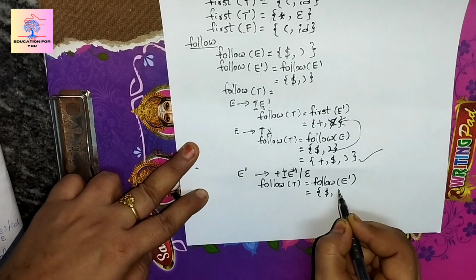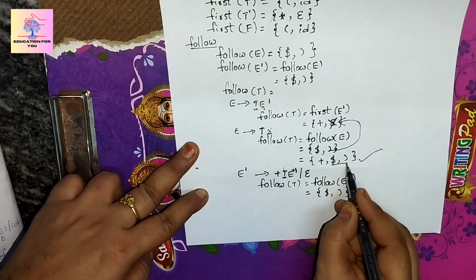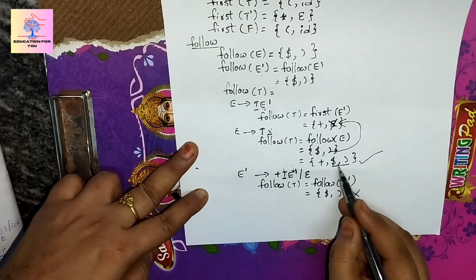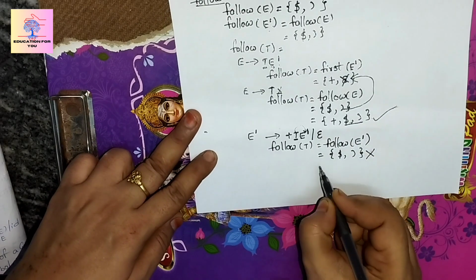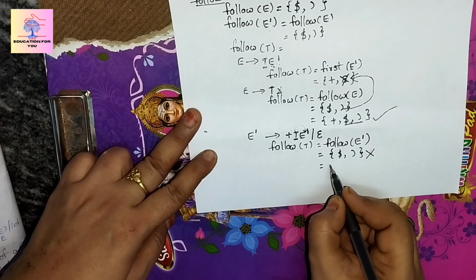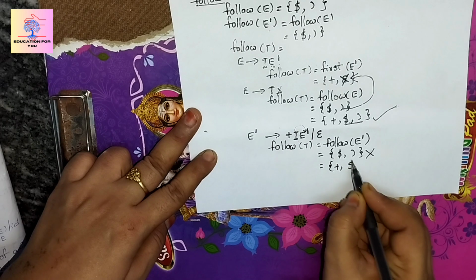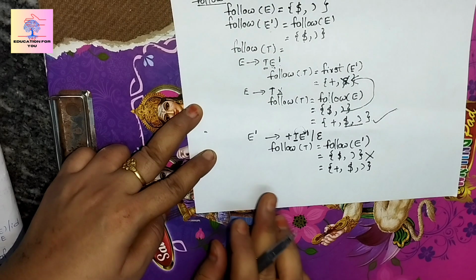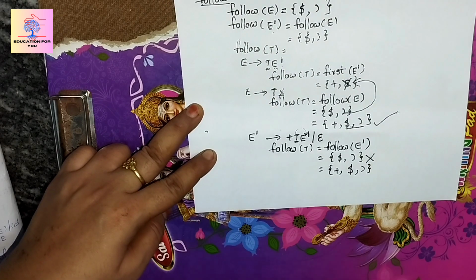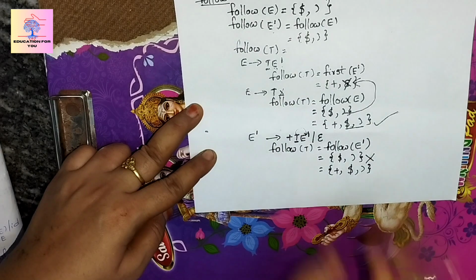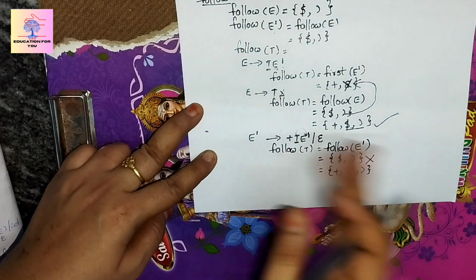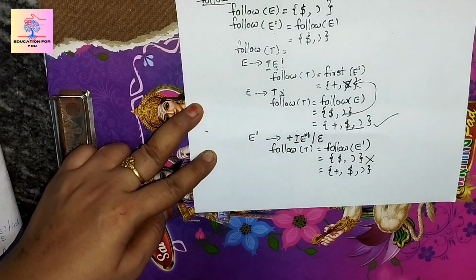Dollar comma closed parenthesis. Already dollar and closed parenthesis are in follow of T, so there is no need to write them again. So now what is the answer? Follow of T finally is plus dollar comma closed parenthesis. This is for the follow of E dash. So follow of E is over, follow of E dash is also over, so the follow of T is also over.